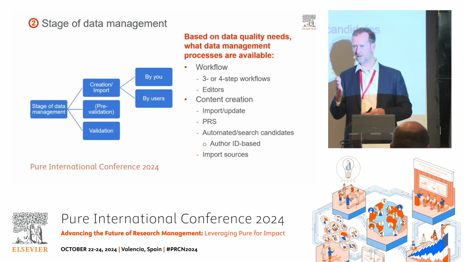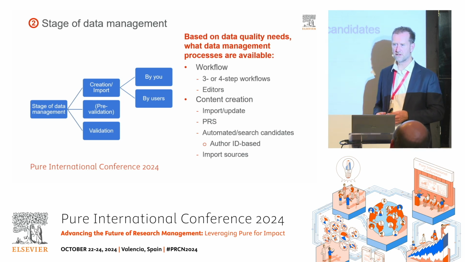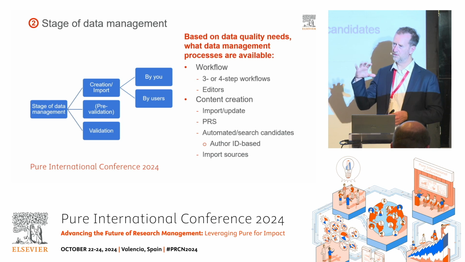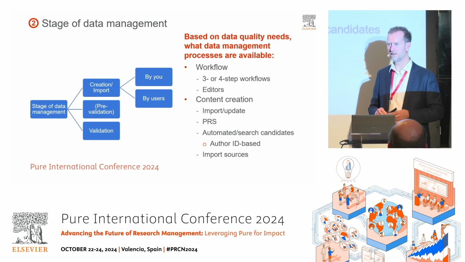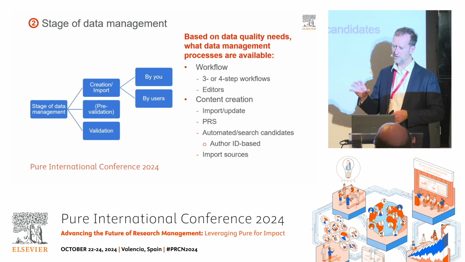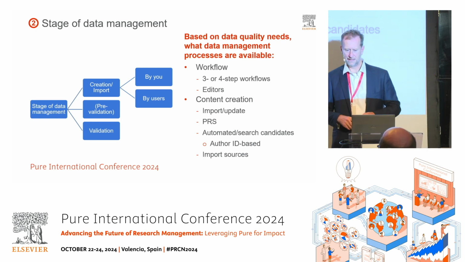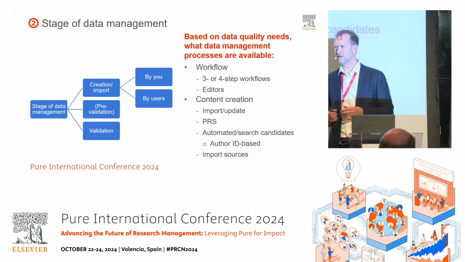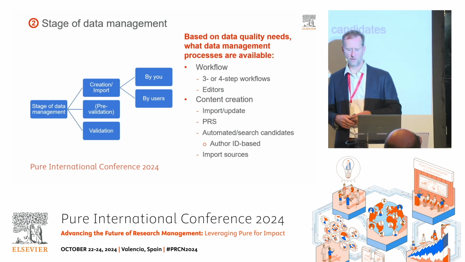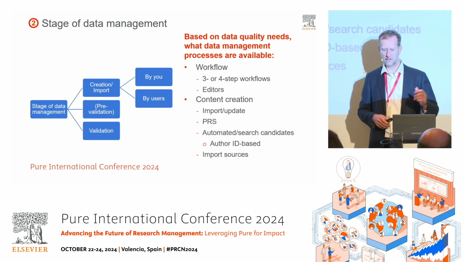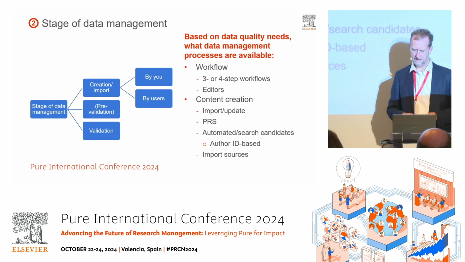For American customers, generally, the profile refinement service, for example, is a paid service where a team will automatically curate content for you and import it automatically for you. I don't know any European customers that use it, but it is quite a common feature used by American customers. And of course, the automated search and candidates, which use author ID-based fetches like ORCID or Scopus author identifiers. And I talked a lot, of course, about import sources.